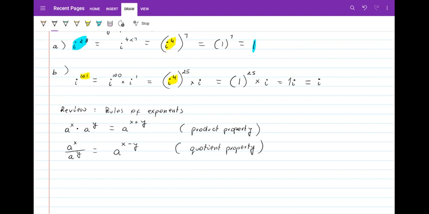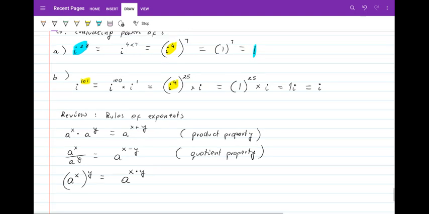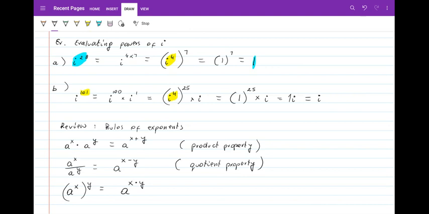And the last one, I'm only reviewing the most important ones: a to the power of x, and then everything to the power of y. This is the power of power property, which tells you to multiply the exponents. And that's what I did with 28 right here. I rewrote 28 as 4 times 7, so I was able to use the power of power property.